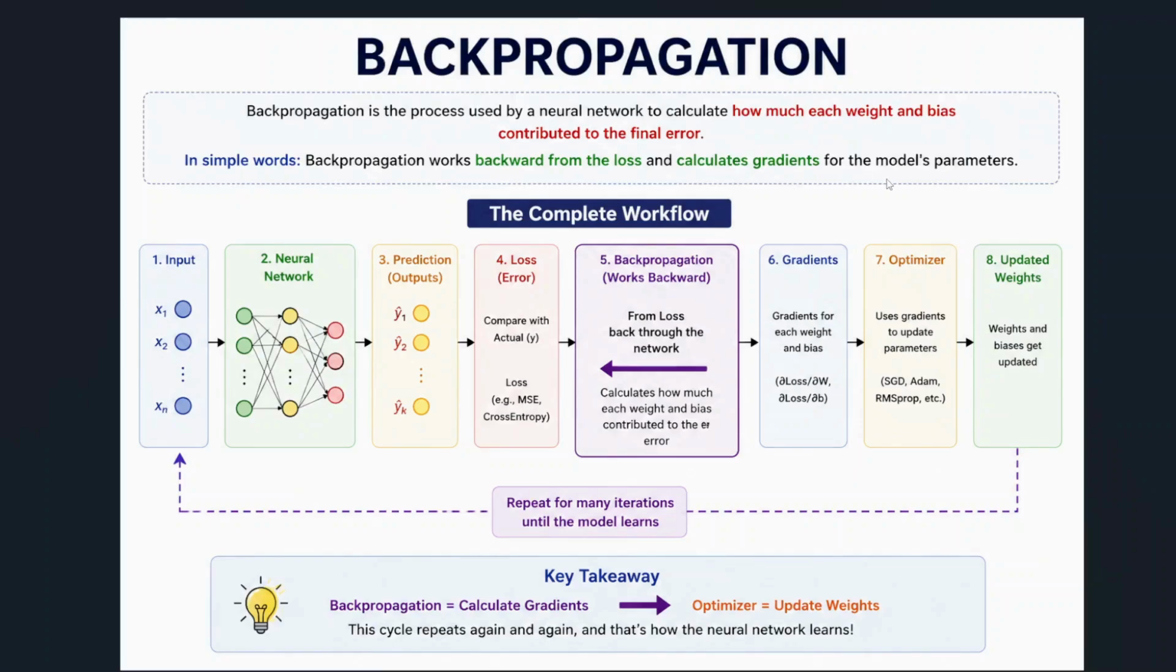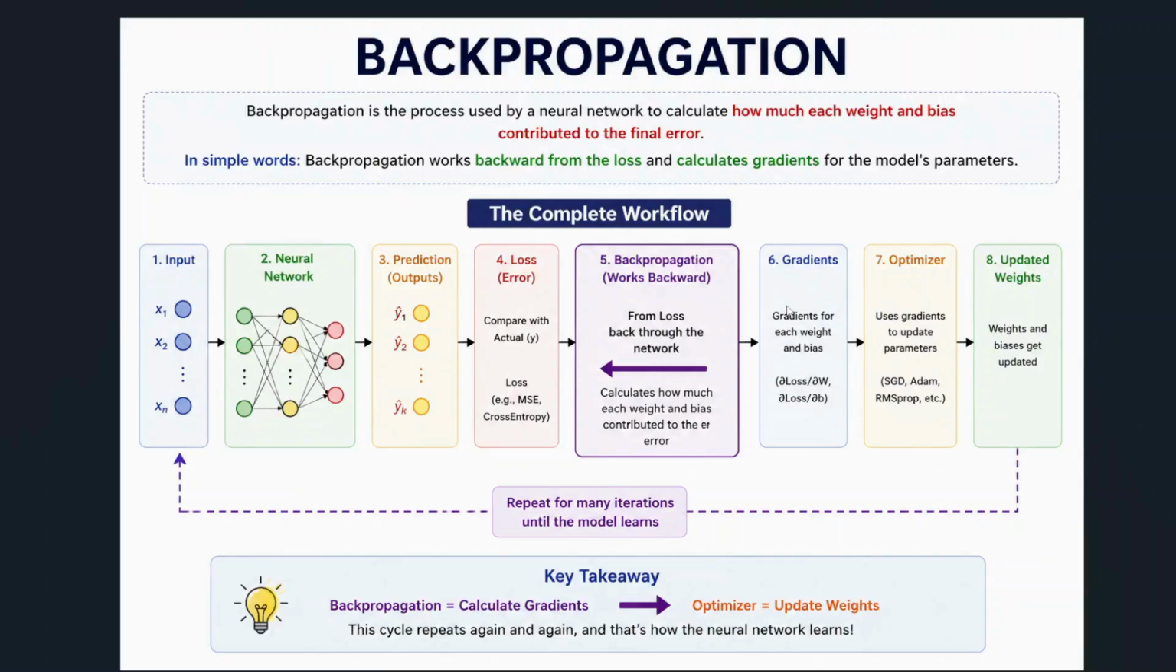So the complete flow is like this. You give input to the neural network. Third, it gives you a prediction. Then you calculate the loss, which is the difference between the actual value and your prediction. Then backpropagation works backward from the loss through the network. It calculates how much each weight and bias contributed to the error.